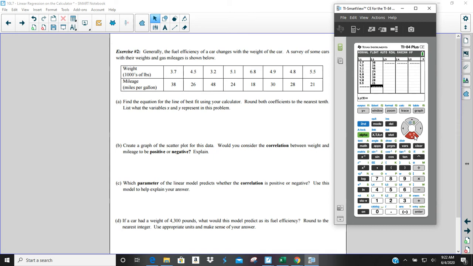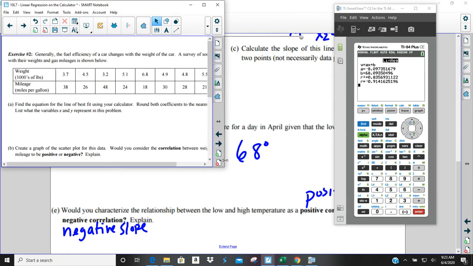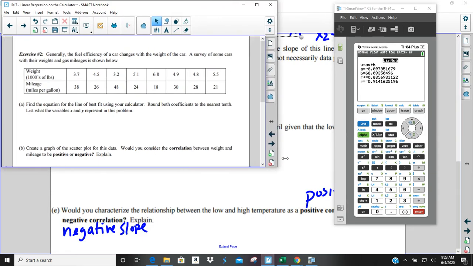So find the best fit line. I'm going to go to stat, calc, and I'm going to go to number 4, linreg, linear regression. Linear regression means it's comparing two pieces of data and trying to draw a line. So L1, L2, I'm going to hit calculate. And they want us to round both to the nearest tenth. So let me go and close this down and do that.